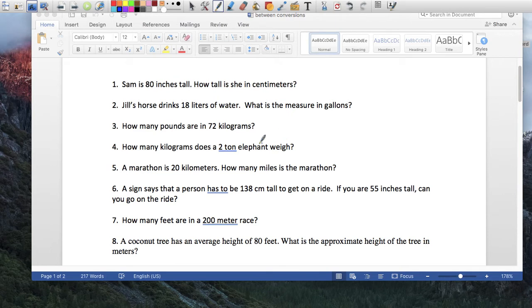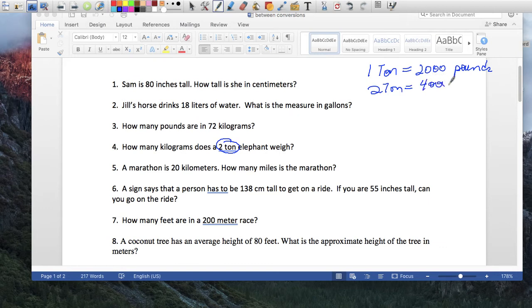Number 4. How many kilograms does a 2-ton elephant weigh? So we're going from tons to kilograms. You'll notice that if you look at your reference sheet, there's nothing that says kilograms and then tons. There's no relationship that way. But there's a relationship between kilograms and pounds. So we need to change 2 tons into pounds. If you look at your reference sheet from the other day, you'll notice there is a relationship. 1 ton equals 2,000 pounds.